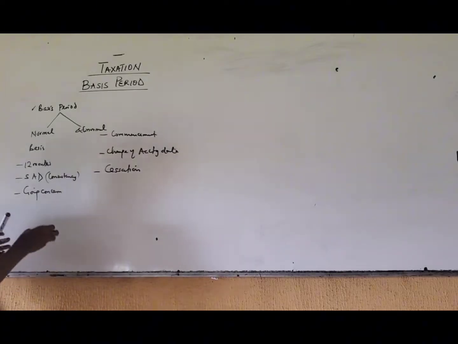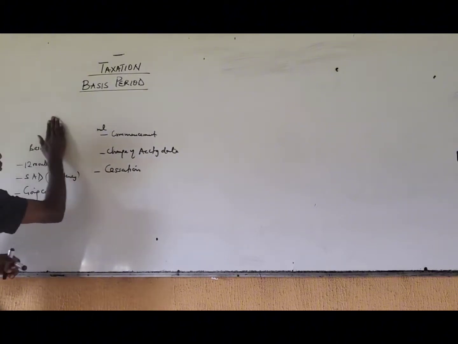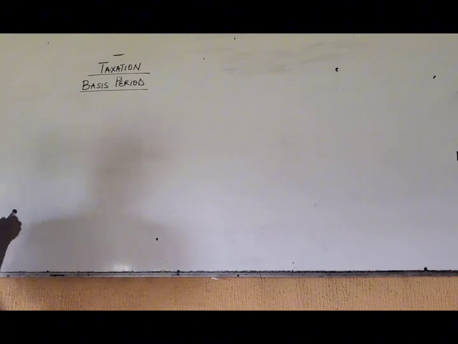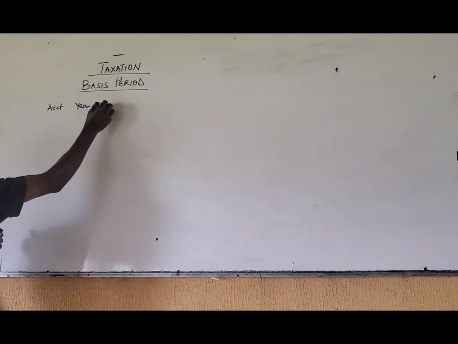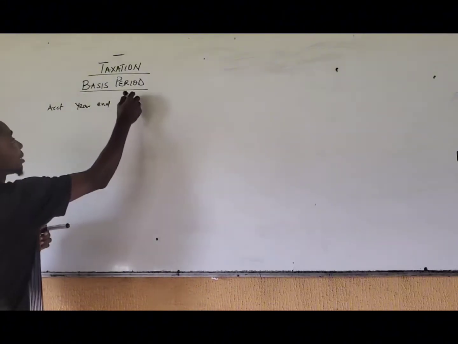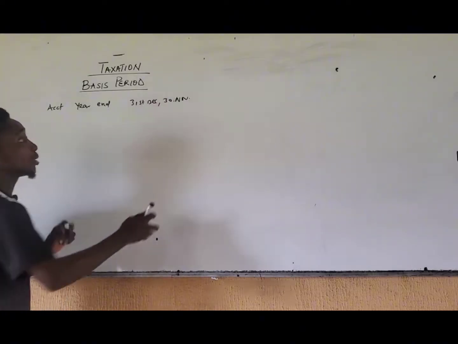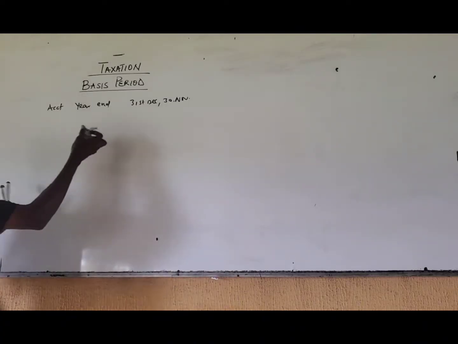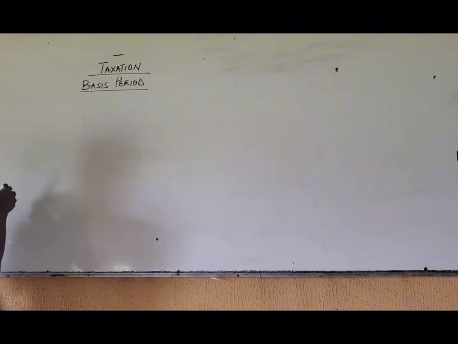So let's look at commencement provision today. So commencement rule. It is important to understand what is accounting year end or accounting date. This is the date which you normally report profit. So it can either be 31st December every year, 30th of November every year. It all depends on the company which date they use as the accounting year end.